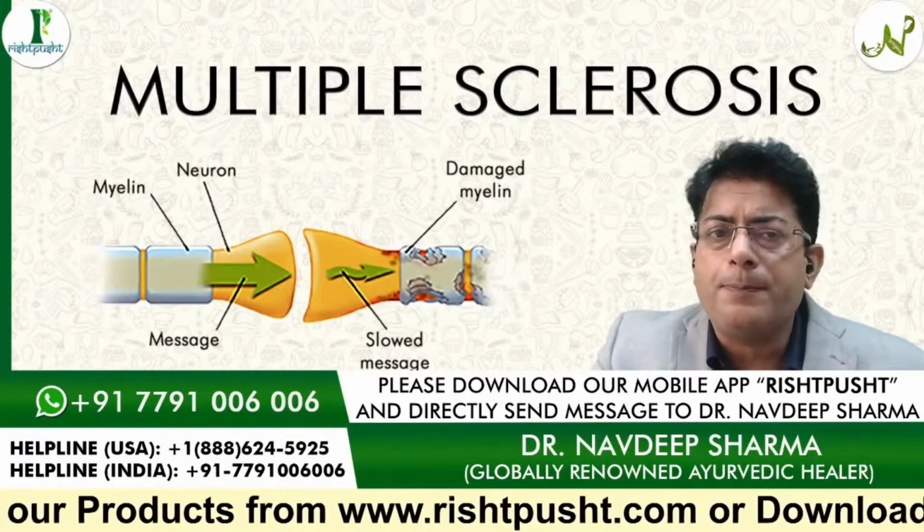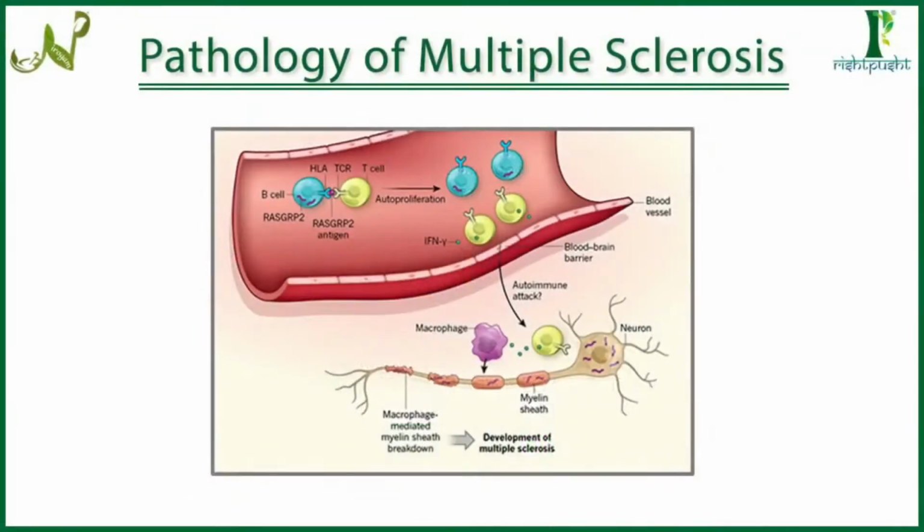If we talk about the pathology of multiple sclerosis, that is, what exactly happens when a patient is suffering from it, you can see a normal nerve cell and how, in a patient suffering from multiple sclerosis, the normal nerve cell is damaged and is not the same as it otherwise remains.